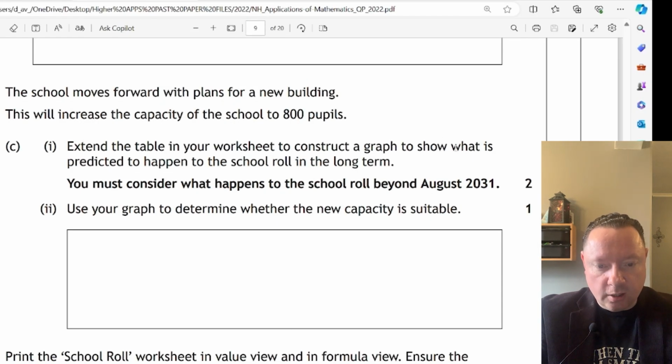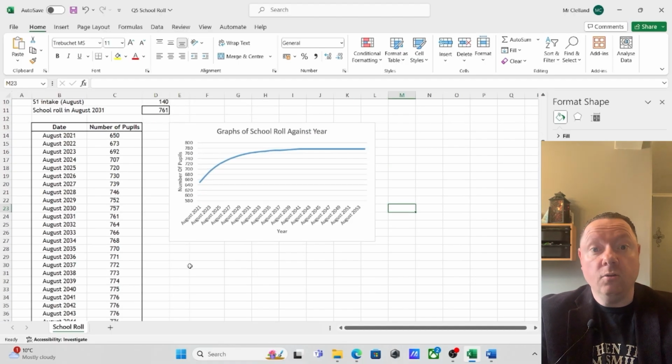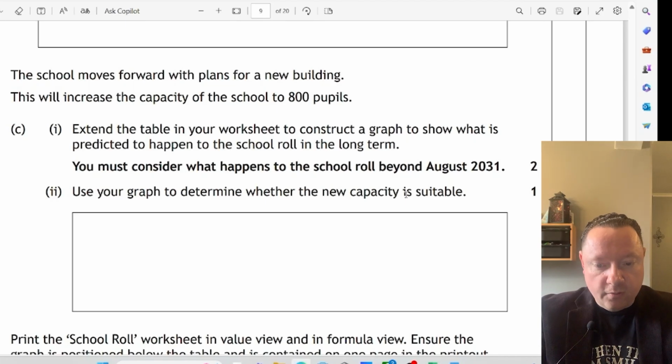Extend your table and construct a graph to show what has happened to the school in the long term. Well, we've done that. So there's your 2 marks. We've extended the table with the constructed graph. We've made sure that it levels off and we go far enough. If in doubt, go too far. Don't do too little. Use your graph to determine whether the new capacity is suitable.